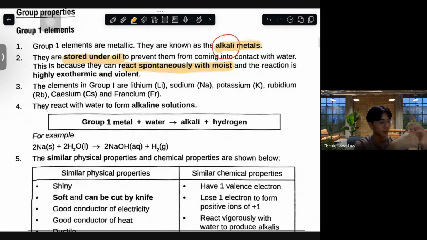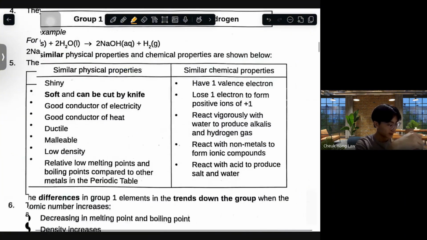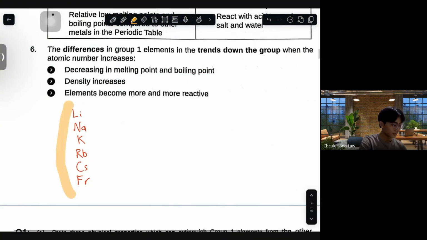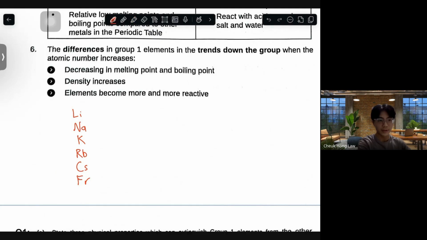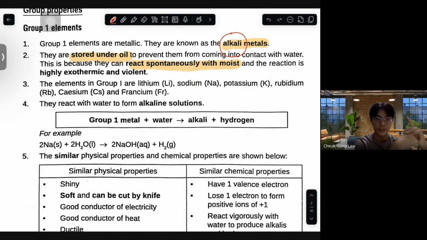Your elements in group 1 are lithium, sodium, potassium, rubidium, cesium, and francium. Exactly this order, this is your group 1 metals. Later I'll be referring to this for your trends down the group. So let's look at their reaction. They have very violent reactions with water. What exactly does it form? A group 1 metal reacts with water to form an alkali and hydrogen.